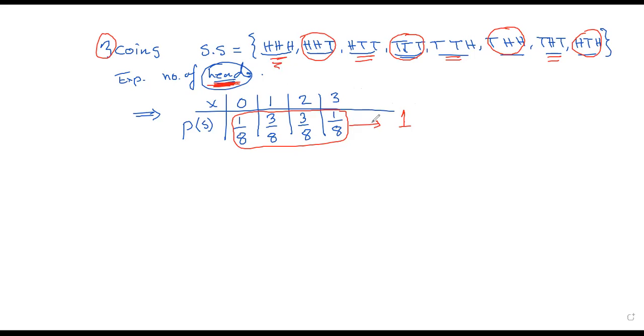So there is something useful in solving this kind of questions. That is, the total of all probabilities should be equal to 1. That's called a probability distribution table. This is number 1. They may ask you to write down the probability distribution table.